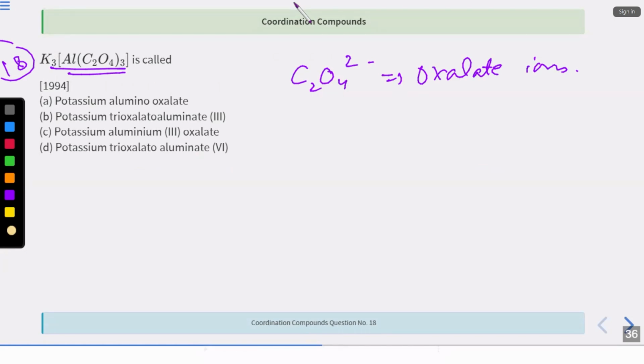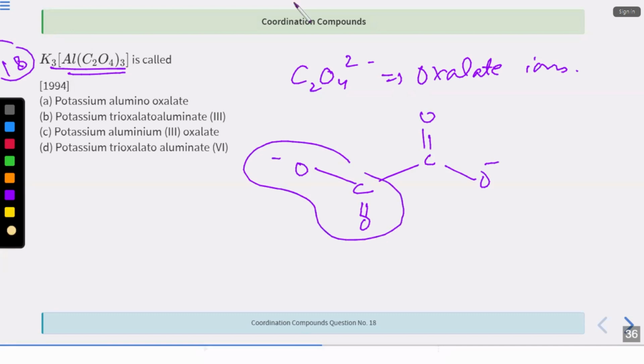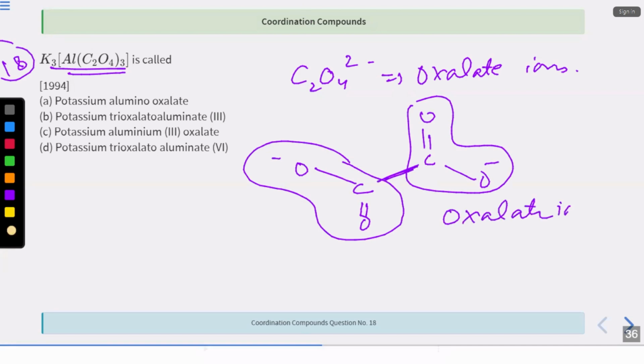So its structure is something like this. C, one compound like this, and another like this, you can say. Okay. So there is one double bond. This basically comes from the COOH. So this is two CO2 minus joined with a single bond. This is called oxalate ion. So it is -2 because of these two minuses. Okay. So this is oxalate ion.